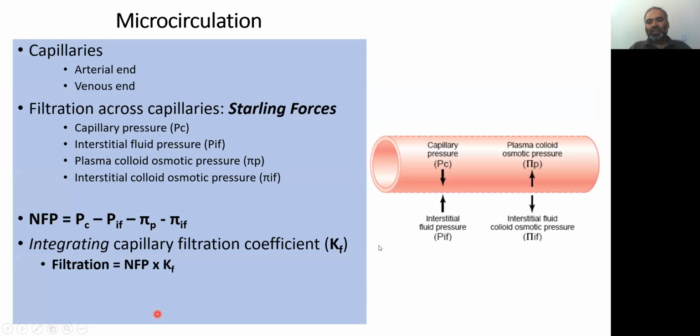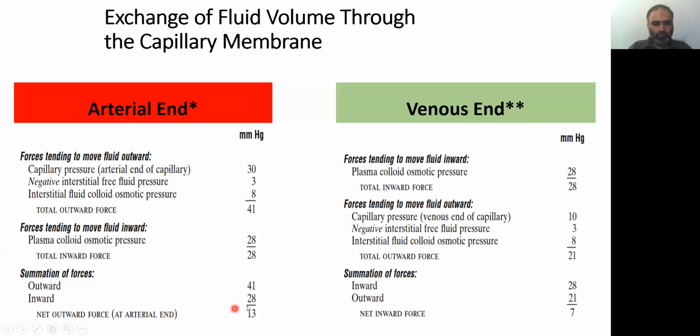So basically it is saying that at a pressure of 13 millimeter mercury at the arterial end, fluid will come out. We're talking about almost an experimental situation where we have taken only one capillary bed, one arterial end, very simple, one venous end. So the net filtration pressure out at the arterial end is 13. Yeah, 13. 41 minus 28, 13. Now work out the venous end.